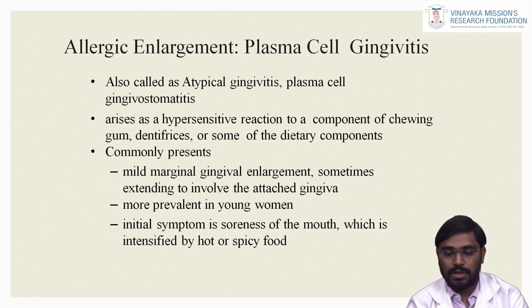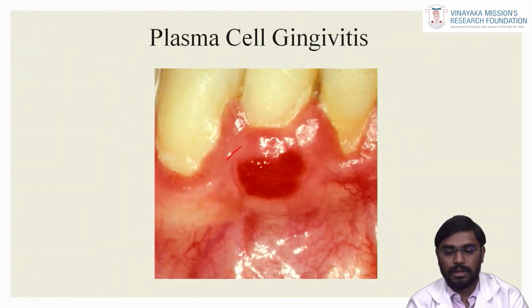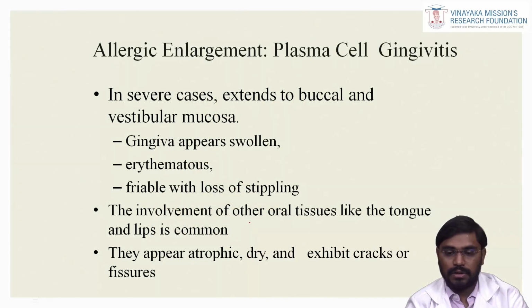The initial symptom is soreness of the mouth, which is intensified by hot or spicy food. This is a clinical picture of plasma cell gingivitis. In severe cases, allergic enlargement extends to the buccal and vestibular mucosa. Gingiva appears swollen, erythematous and friable, with loss of stippling. Involvement of oral tissues like the tongue and lips is common. They appear atrophic, dry and exhibit cracks or fissures.